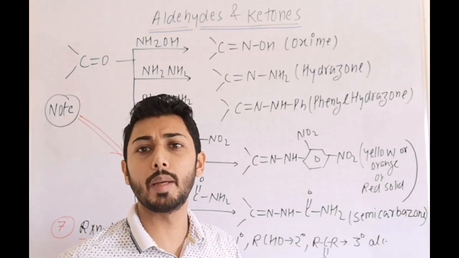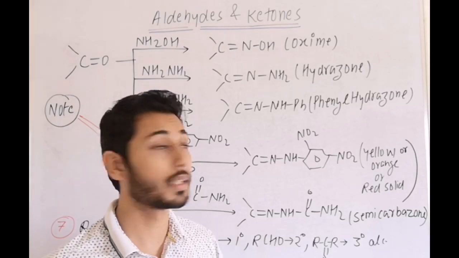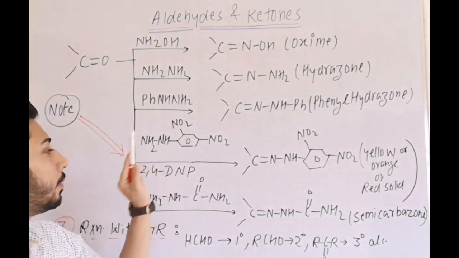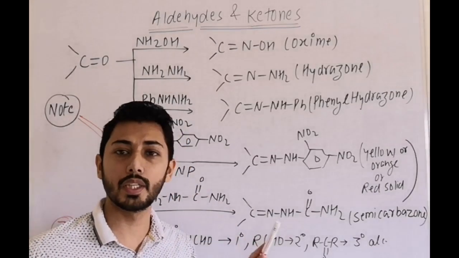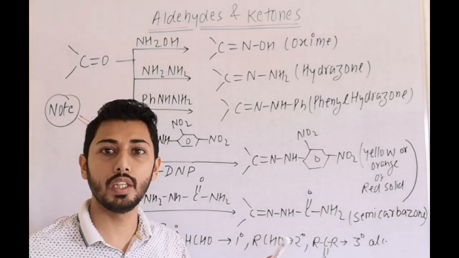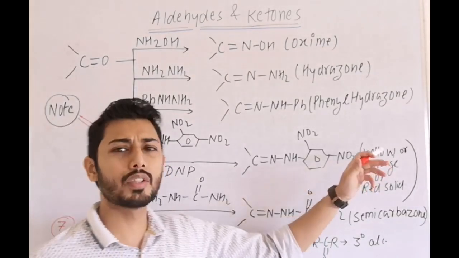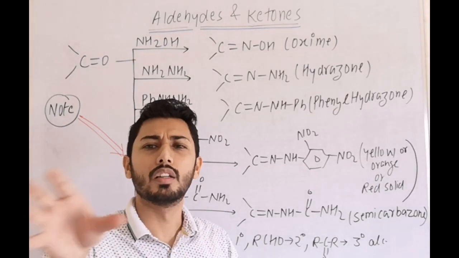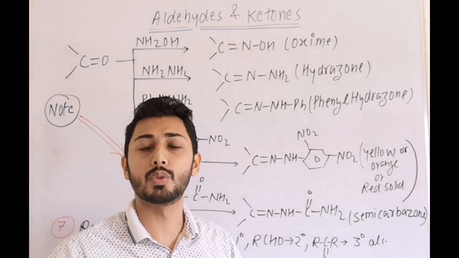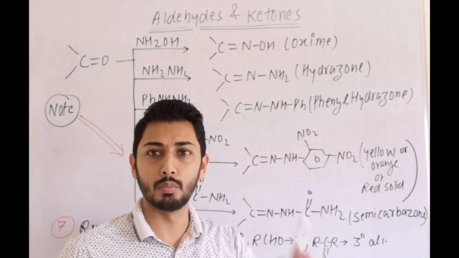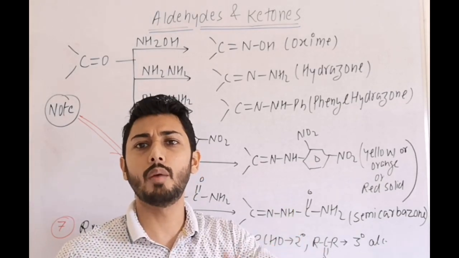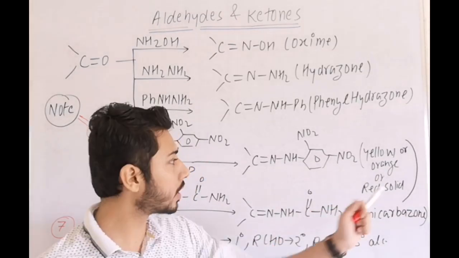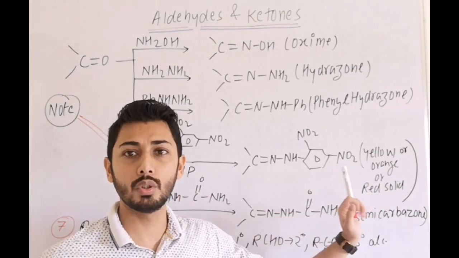Because it is also named the 2,4-DNP test. And this reagent's other name is Brady's reagent. It gives a yellow precipitate. Most commonly a yellow precipitate is given, but yes, some compounds form orange or red solid also. So most commonly a yellow solid is formed, but other colors like orange or red are also mentioned in some books.